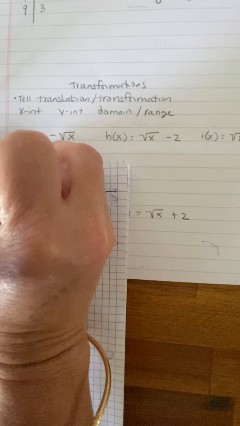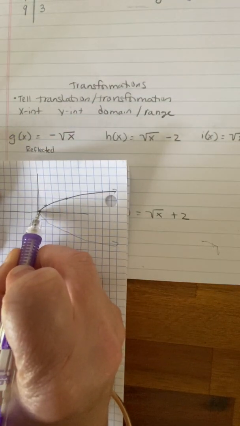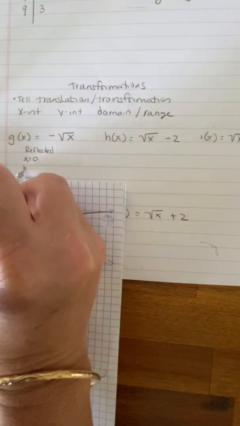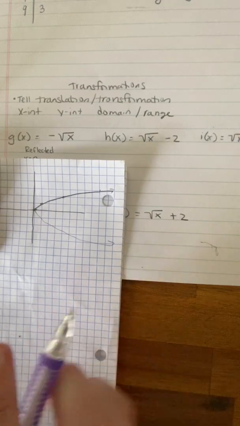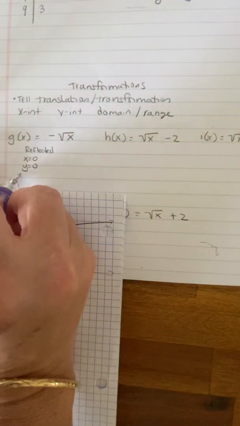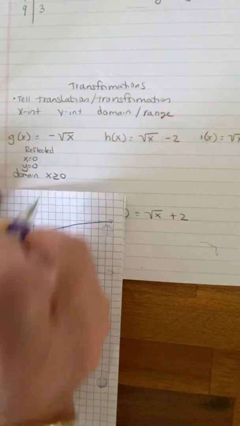So we're going to say that it reflected. All right, what is the x-intercept? Well, this is the same place. This hasn't moved. So my x-intercept is 0. My y-intercept is 0. My domain, well, my domain still goes on forever over there. So my domain is x is greater than or equal to 0.